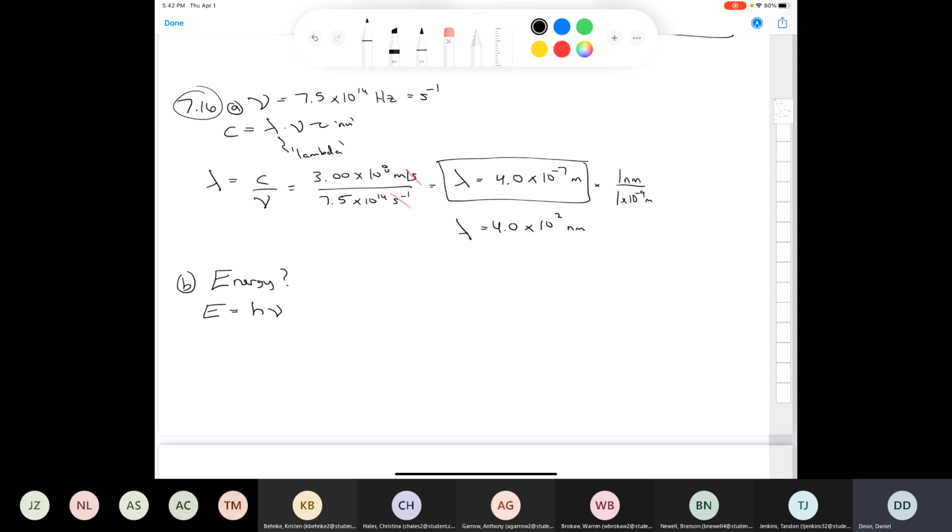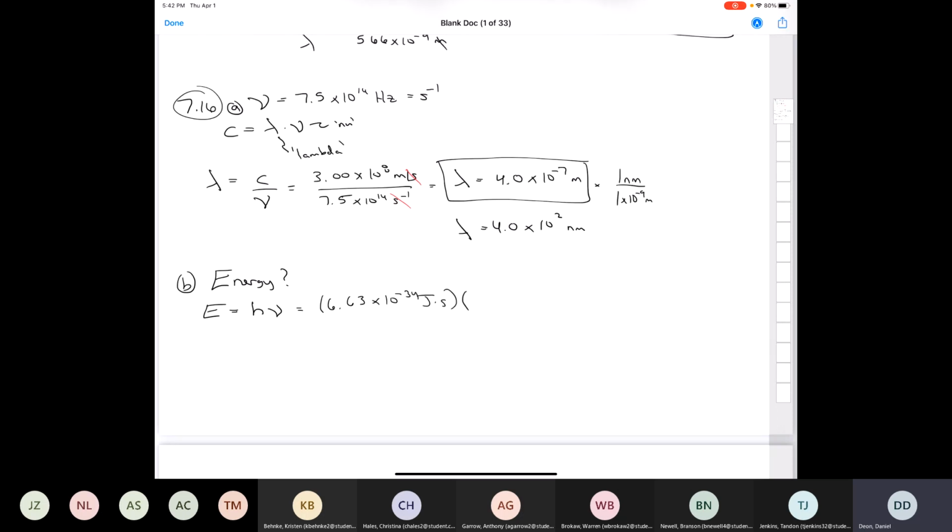So h is Planck's constant, and nu is our frequency. Now, Planck's constant is a constant, and I will give you that constant on your exam. It is 6.63 or 6.626 times 10 to the negative 34 joules times seconds.